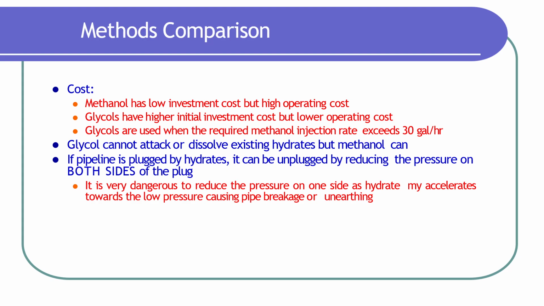Now, if the pipeline is blocked, let's say you get to the scenario where you have complete hydrate formation, an agglomeration scenario, where you have a complete block of the pipe, you can unplug the pipe by reducing the pressure on both sides of the plug. But you have to keep in mind that it's very dangerous. Let me just explain what I'm saying. You have this scenario: the pipe is completely plugged at this section, let's say.